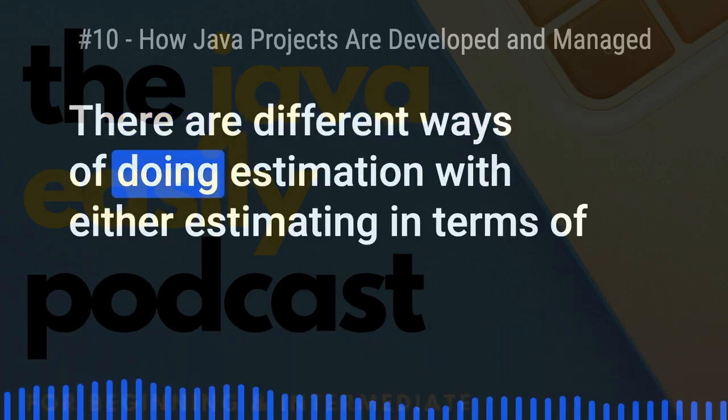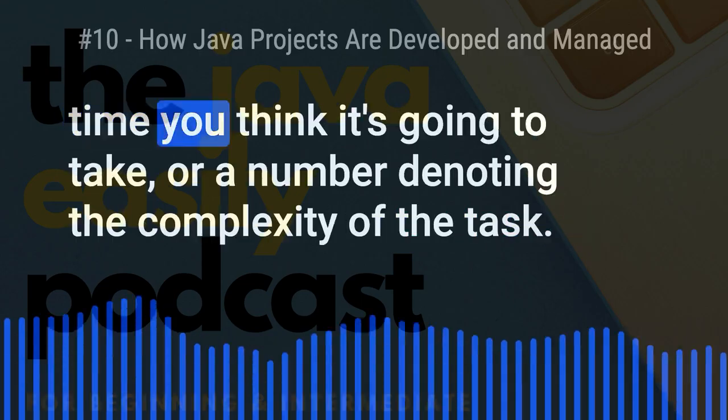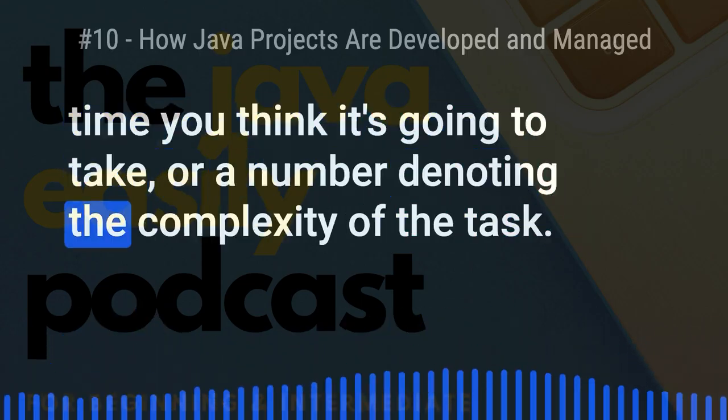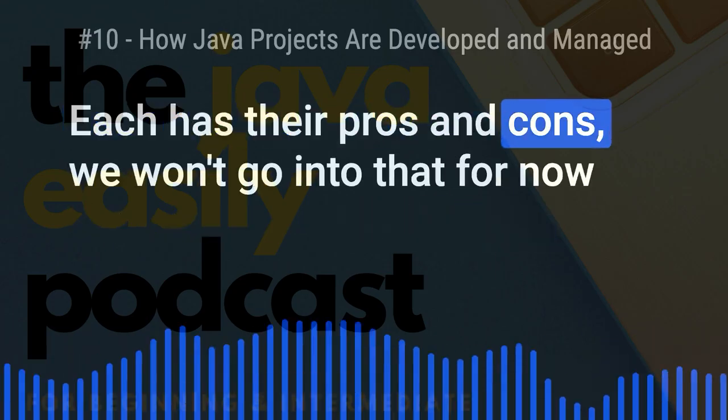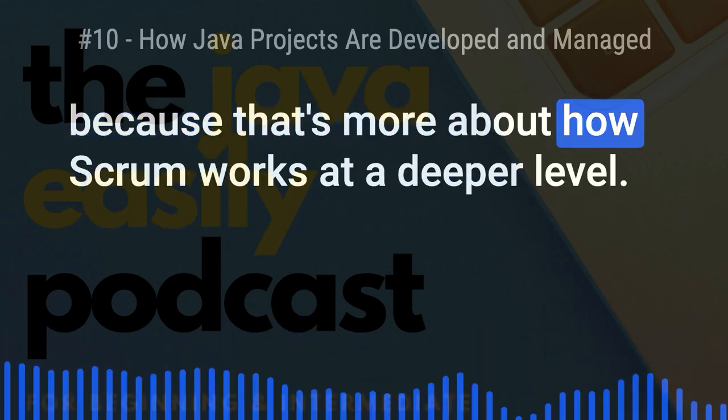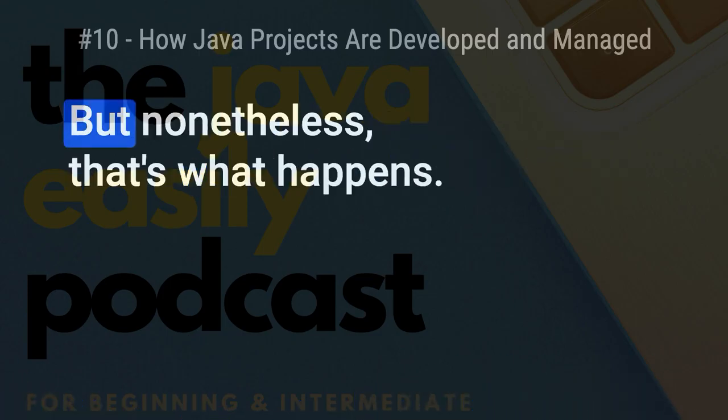There are different ways of doing estimation, with either estimating in terms of time you think it's going to take, or a number denoting the complexity of the task. Each has their pros and cons. We won't go into that for now because that's more about how Scrum works at a deeper level. But nonetheless, that's what happens.